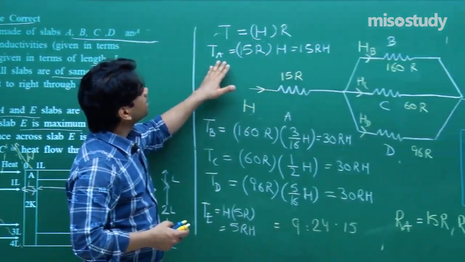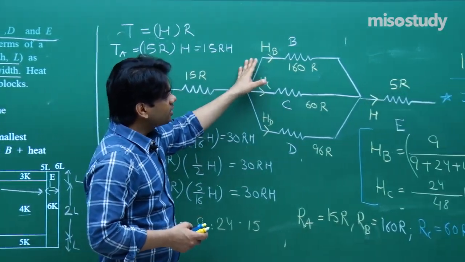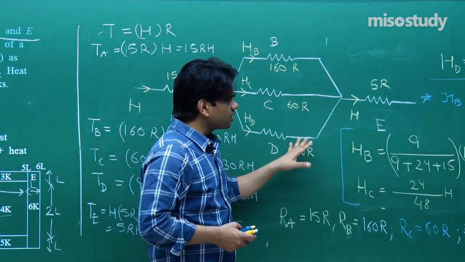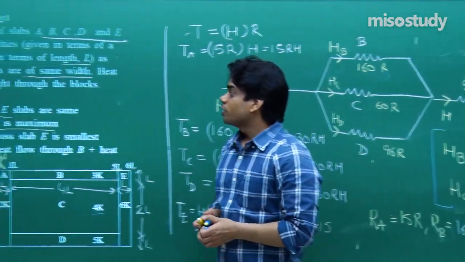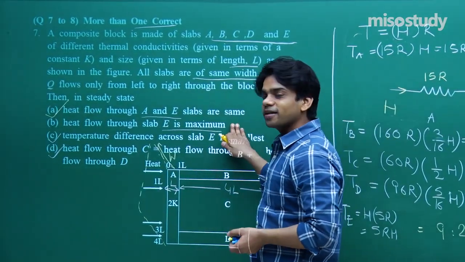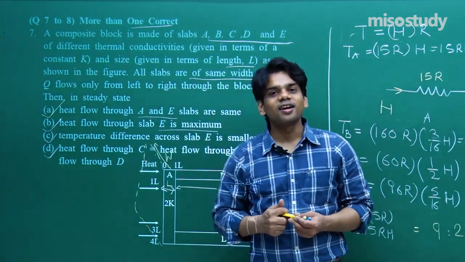If you see, through A it's H, through B it is different, that is 3 by 16 H, and again it's different in the ratio, and for E again it's equal to H. So if I talk about heat flow through slab E is maximum, yes, it's maximum for this also. So all the options are correct in this question.